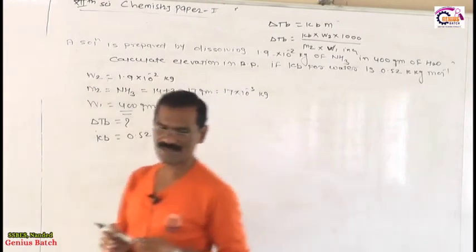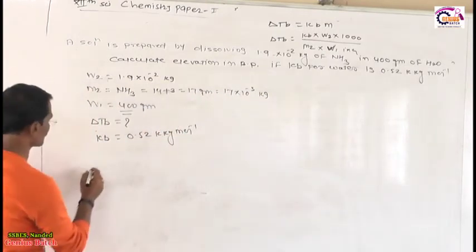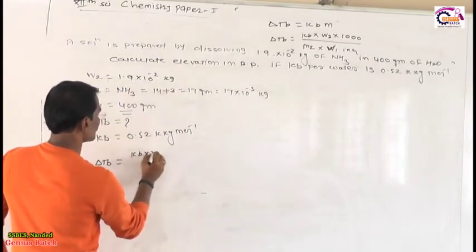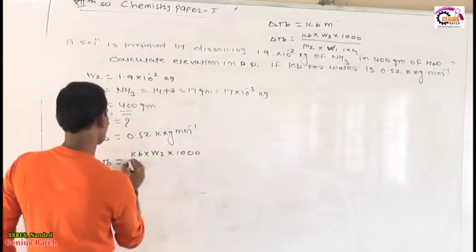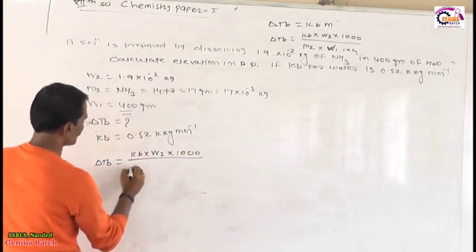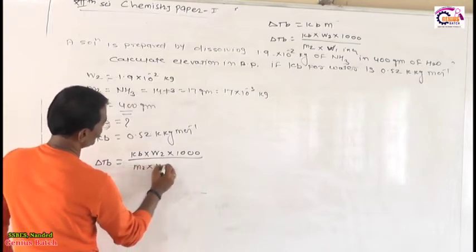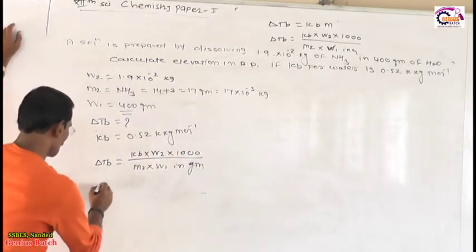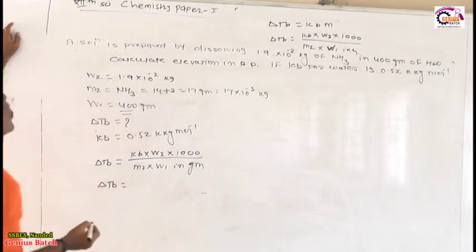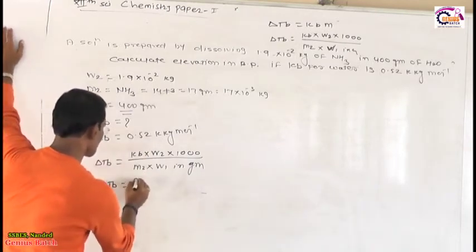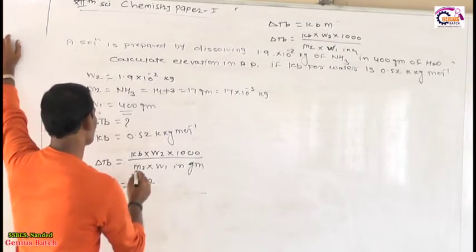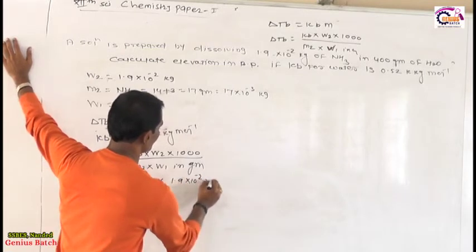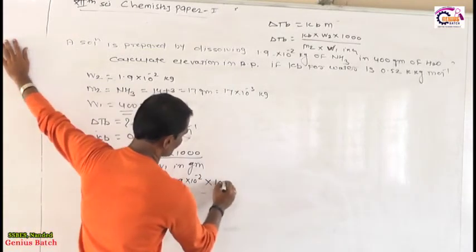Now friends, this is a very important phenomenon. So what is the formula in front of you? Delta Tb is equal to Kb into W2 into 1000, divided by M2 into W1, with W1 in gram, because we have taken the 1000 here. So put the values of all these. Delta Tb is equal to Kb, which is 0.52, into W2, which is 1.92 into 10 raised to minus 2, into 1000, yes or no?